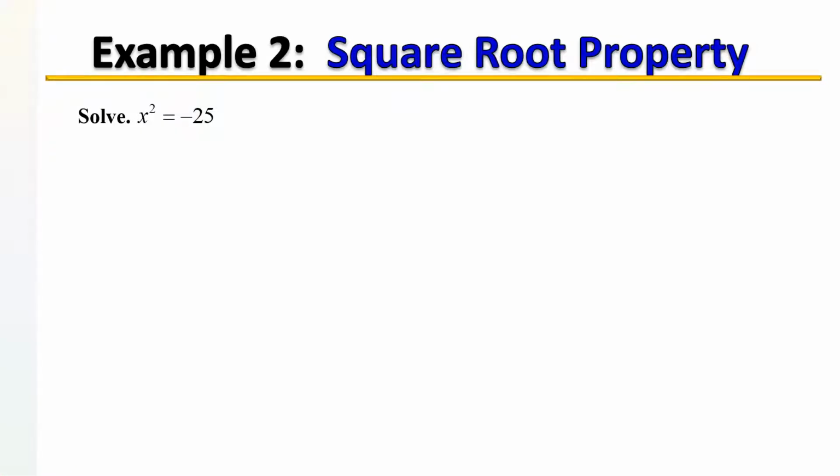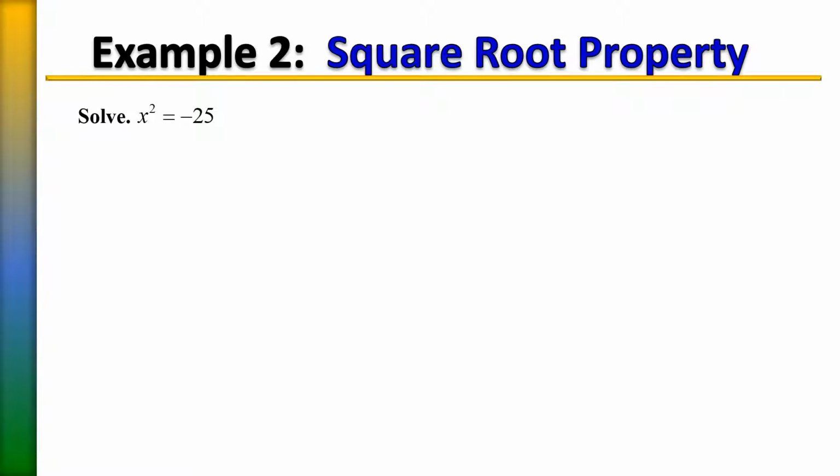Example 2, using the square root property. Note that this equation is already in a form that is ready for the square root property. We have the x squared term on the left side, and we have our constant on the right side. So whenever you have these terms on opposite sides, you can apply the square root property.